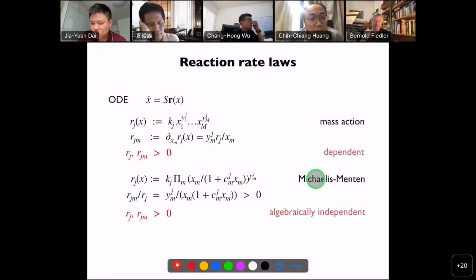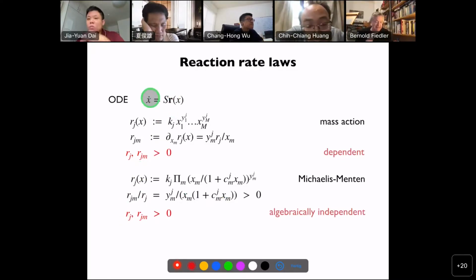When, however, you study Michaelis-Menten kinetics, you have this additional parameter. And this additional parameter, if you calculate Rjm over Rj, is still present. You are free to choose if you want to study all such networks. And I do want to study all such networks, and I'm free to choose these coefficients. So therefore, I can think of the Rj's which make things an equilibrium.